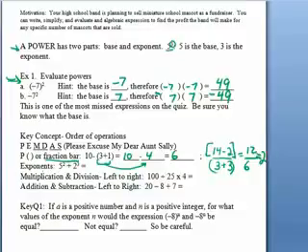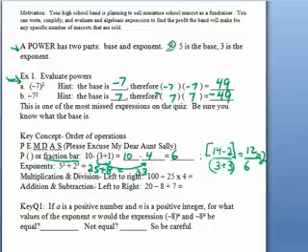Okay. Next priority is exponents. After you take care of any parentheses, you do exponents. So you've got 5 squared, which is 25, and you've got 2 cubed, which is 8. So you finally do your addition, which is 33.